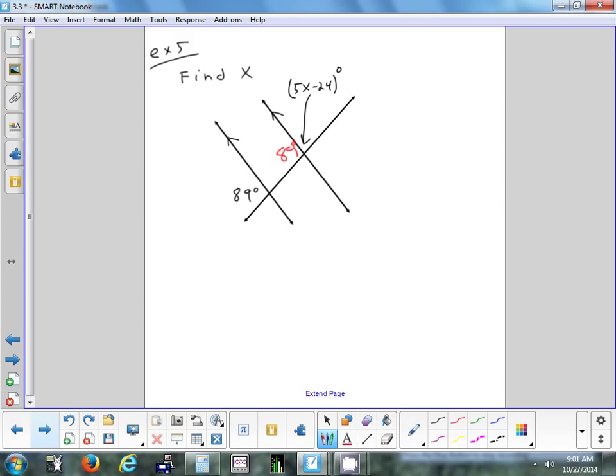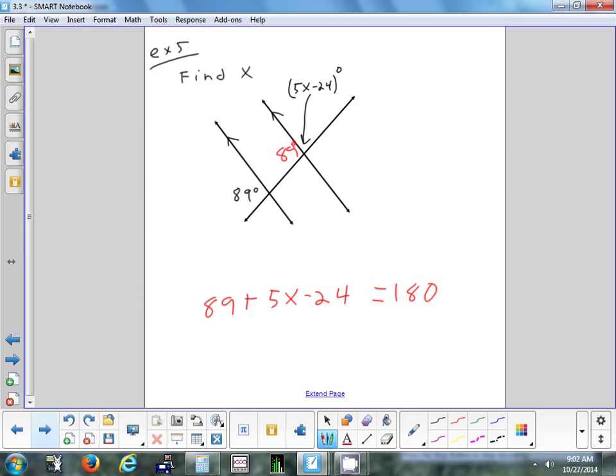They're a linear pair, which means what? They add up to 180. Good. So 89 plus 5x minus 24 equals 180. All right, what would be my first step? You can add 24 on.